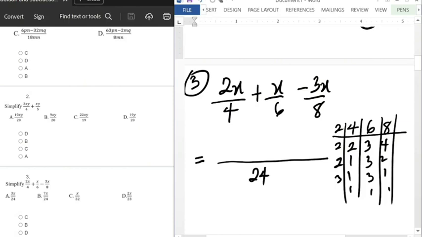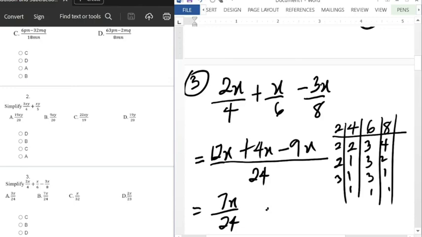So 24 divided by 4 gives 6. So 6 times 2x will give us what? 12x. I hope that is clear. Then 24 divided by 6 is 4, times x, that is going to be 4x, minus 24 divided by 8, that's going to be 3. 3 times 3x is 9x. So when you have this together, this is going to give us 16 minus 9, and that's going to give us 7. So that's going to be 7x all over what? 24. And then that is option B as well. So go to question number 4 now.